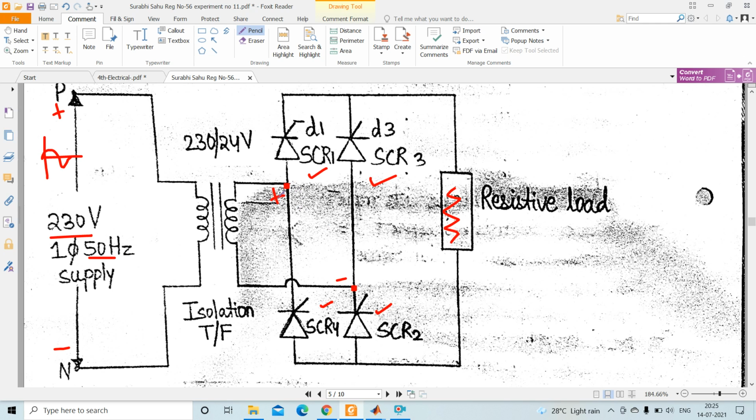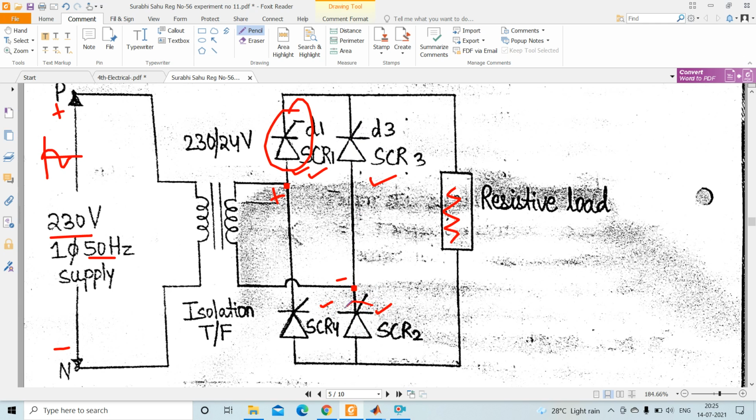Due to this plus, here this is anode, this is cathode, this is gate. When positive is linked to the anode, it is forward biased, but when positive is linked to the cathode, it is reverse biased. So our forward bias is this one, and here negative is there. When negative is connected to the cathode here and connected to the anode here, this is reverse bias and this is forward bias.